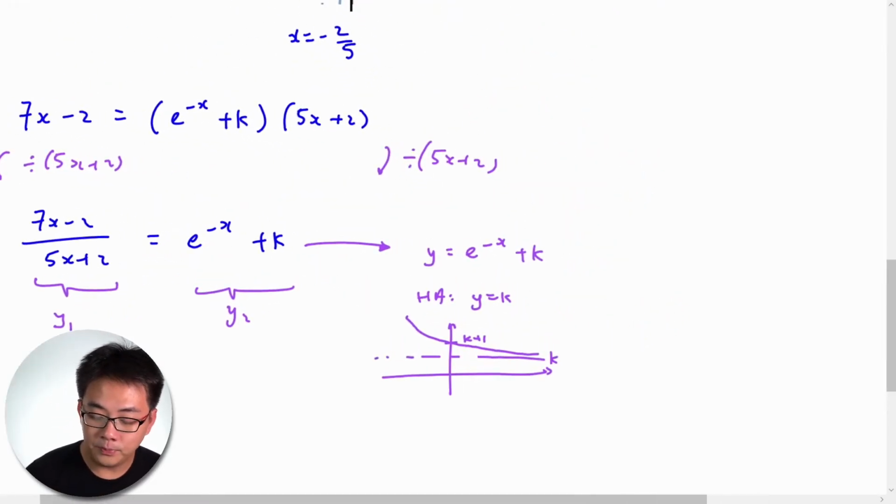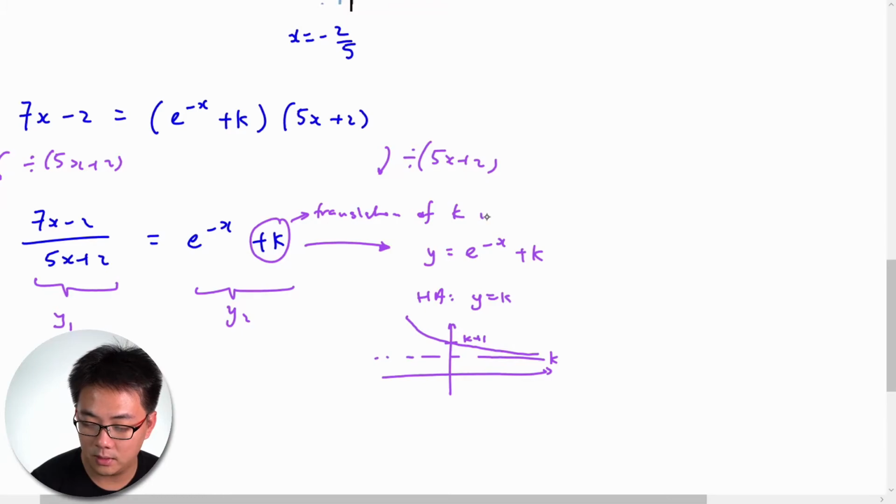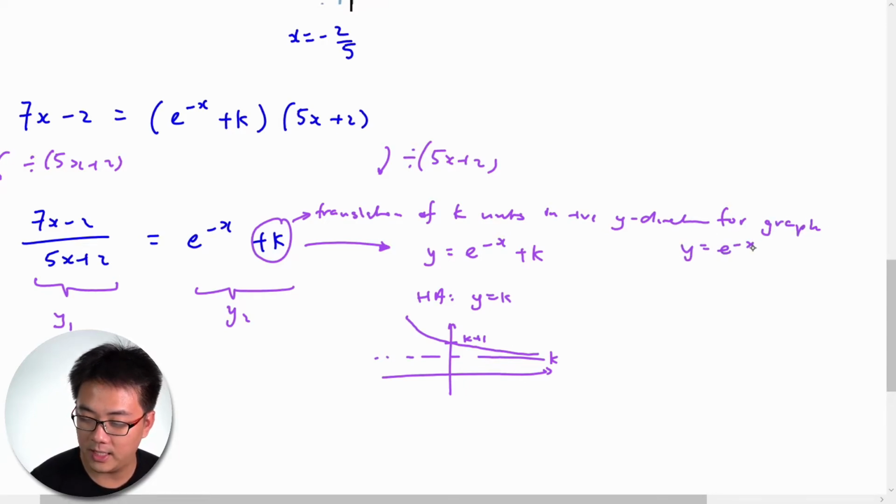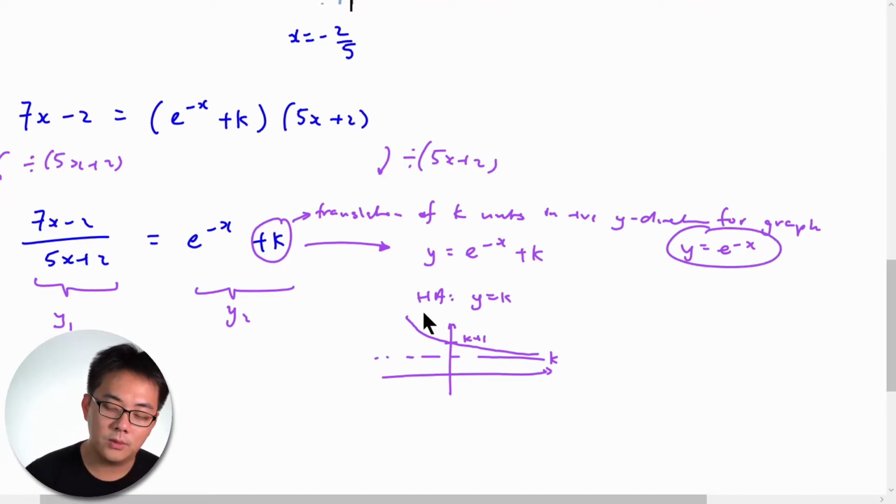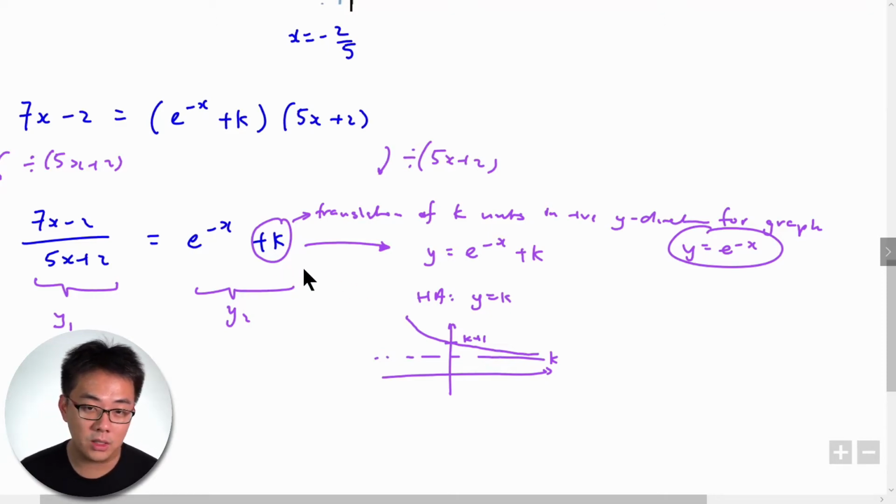Generally, what you realize is that by changing the k value, this thing actually translates. This is a translation of k units in the positive y direction for the graph y equals e to the minus x. So you need to know the shape and what k is all about. k is actually the horizontal asymptote.